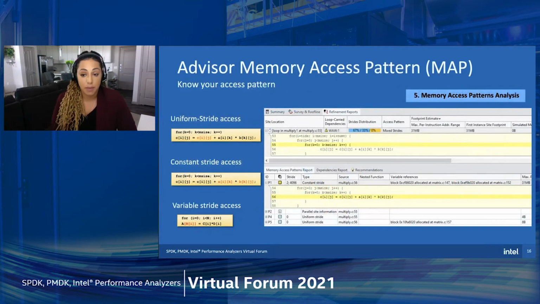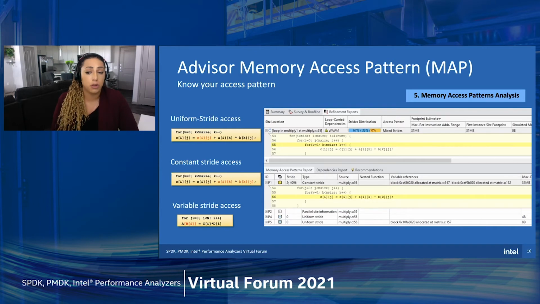Advisor memory access pattern. So number 5, the memory access pattern analysis. This is going to be the last step in the 5 steps of efficient vectorization that we've been talking about. This is going to be looking at the inefficient memory access patterns and how they can be improved. Also, this can tie into understanding why you're memory bound and getting some next steps for optimization.